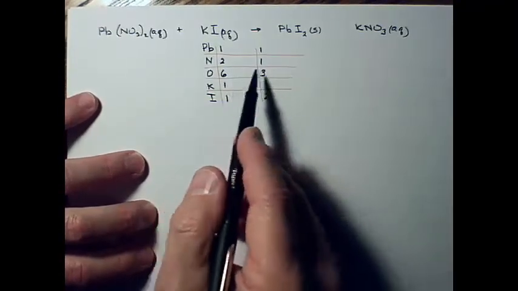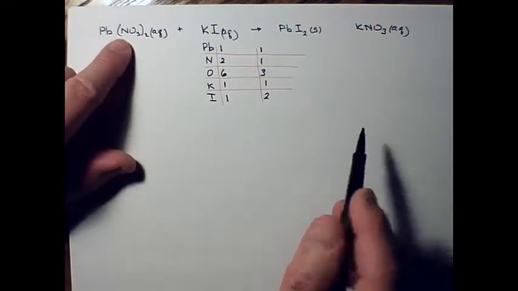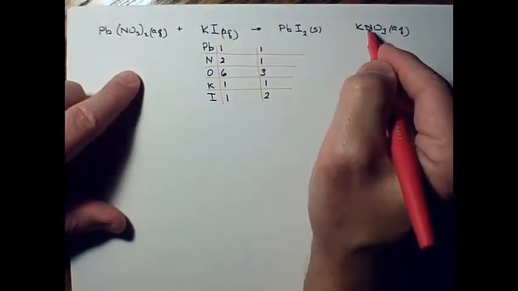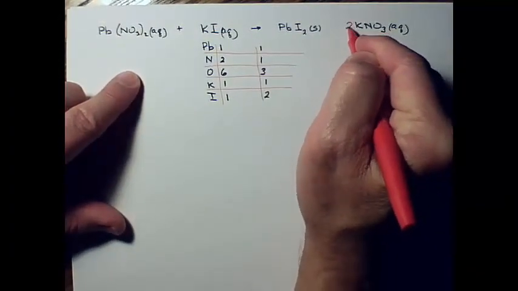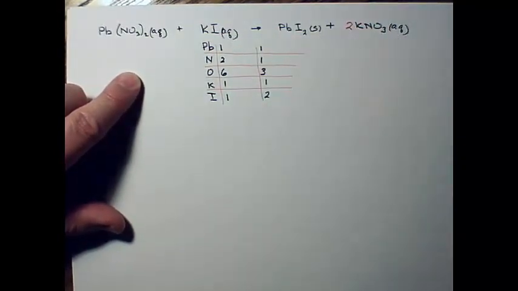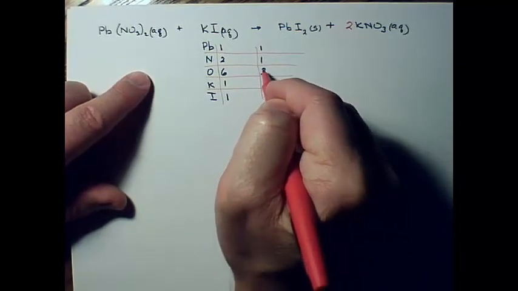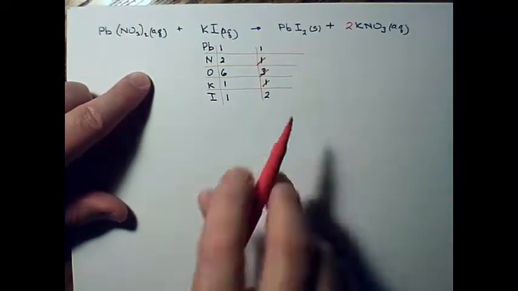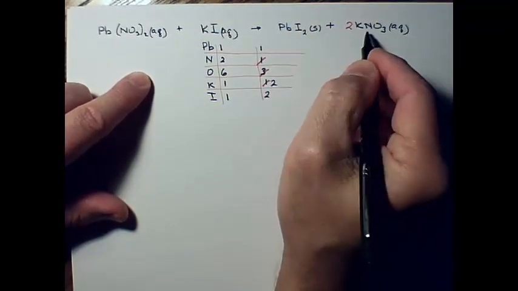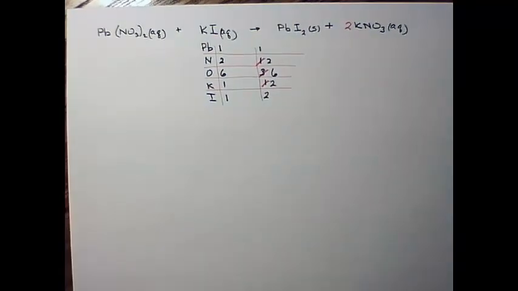We want to save oxygen for last. We're going to start with nitrogen here just because it's near the top. It doesn't really matter. To get 2 nitrogens on the right, we're going to put a coefficient 2 in front of this species. I left off the plus sign here; I need a plus sign between these two species. That's going to change on this side the number of potassiums and nitrogens and oxygens. So now we have 2 potassiums, 2 nitrogens, and 6 oxygens, and the equation's balanced.